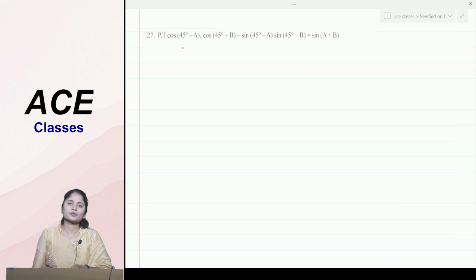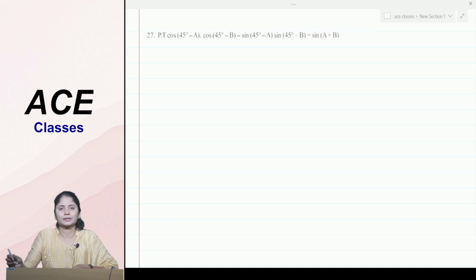Okay, prove that cos of 45 minus a multiplied by cos of 45 minus b minus sin of 45 minus a multiplied by sin of 45 minus b equals sin of a plus b. So now if I start using the formula cos of a minus b and cos of a minus b, already I'll get 2 terms here. Again you'll get 2 terms here. When you multiply it will be 4 terms. So it will be complicated.